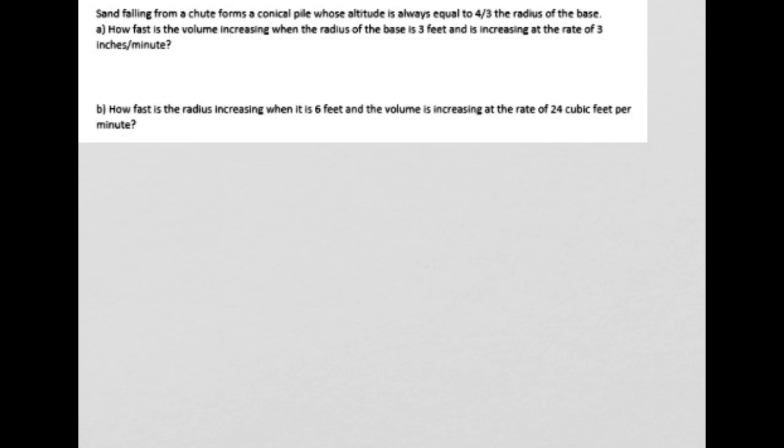So the first thing that I'm going to do is draw a picture of this thing. So I've got a cone pile. I'm going to label this as R. And then they say the altitude, so instead of labeling it as H, they tell me it's always 4/3 the radius, right? So I'm just going to label this as 4/3 R.